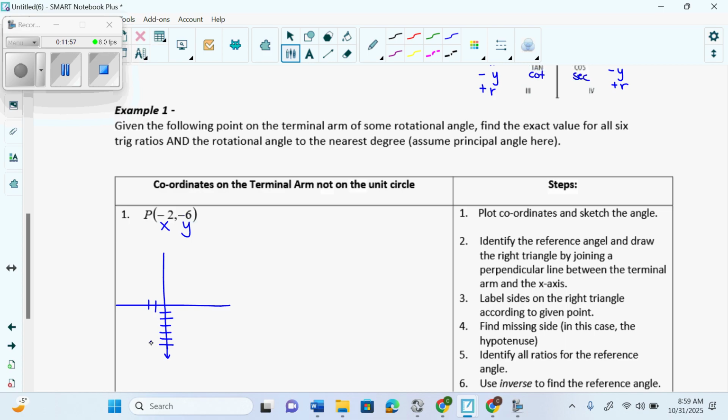Now, we care about reference angles. Reference angles are our best friend. If we have a reference angle, we can find any angle. We could add it to 180, we could subtract it from 360, we can do all the things.